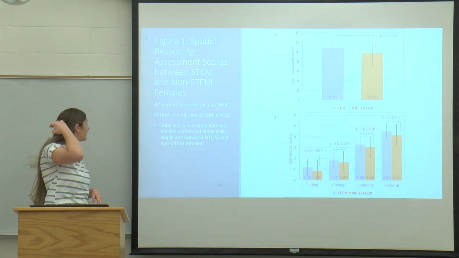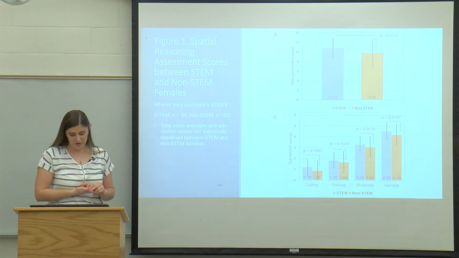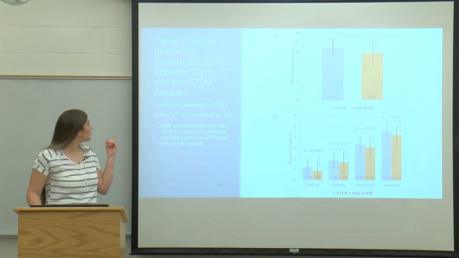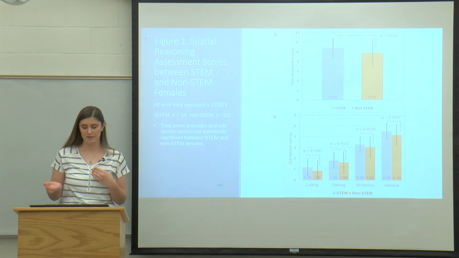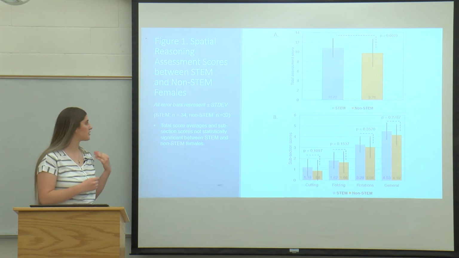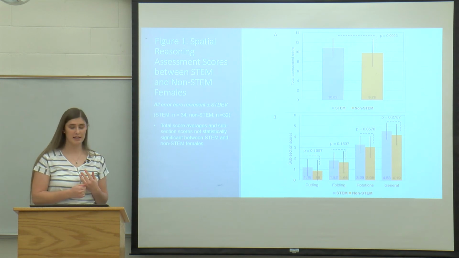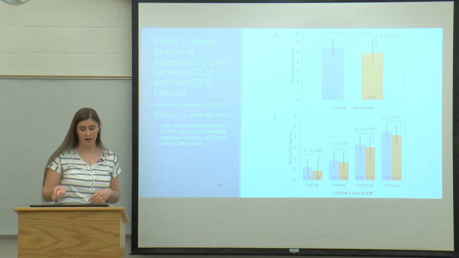So in my first figure, averages were calculated for total and subsection scores between STEM and non-STEM females. So figure 1A shows total score averages in STEM and non-STEM females. And we can see here that the total score averages between these two populations is not statistically significant, with our p-value being greater than 0.05.